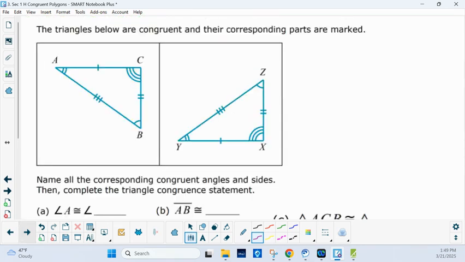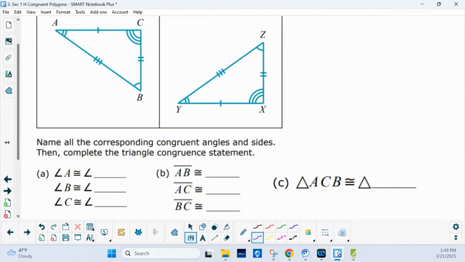Okay, so this would be a type of a problem that you would see. The triangles are congruent and their corresponding parts are marked. So you have to name all the parts that are corresponding and then complete the congruent statement. So look at the diagram. What's congruent with angle A? Y, good. What's congruent with angle B? Z and C, X. How about side AB? YZ. Okay, so again, that order is not detrimental.